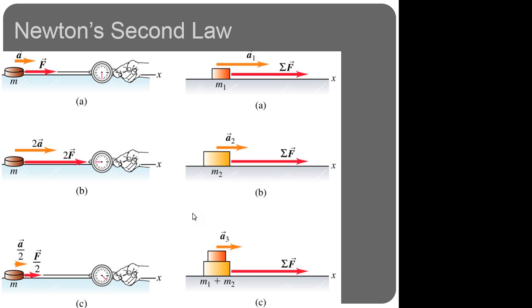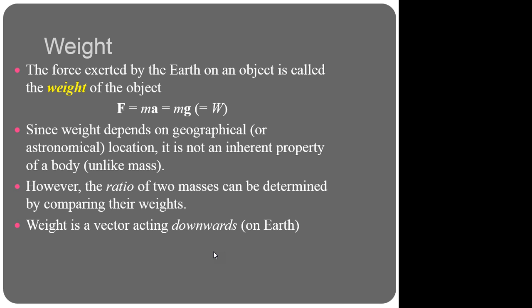You pull with the same force for different masses, you have different acceleration. So if you have the same force, twice the mass, you have half the acceleration. Same force, 3 times the mass, you have 1/3 the acceleration. Okay? Weight is just an application of F equals ma, so F equals mg. In fact, the force we sometimes say W equals mg.